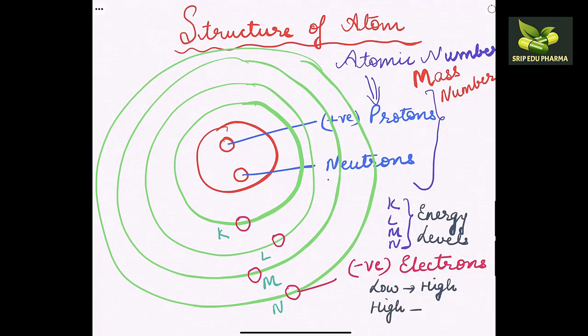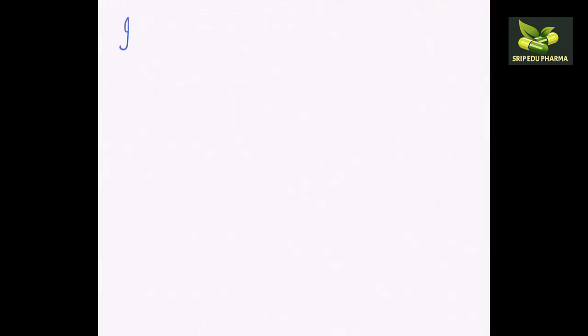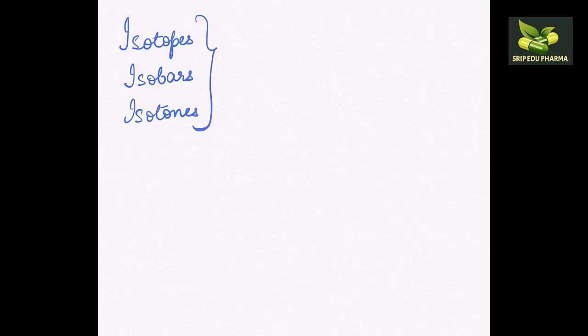And in the orbits, K, L, M, N are various energy levels. If we go from a lower energy level to a higher energy level, then energy has to be absorbed. But from a higher to a lower energy level, the energy will be emitted. So this is the important structure of the atom that you must be very much familiar with.